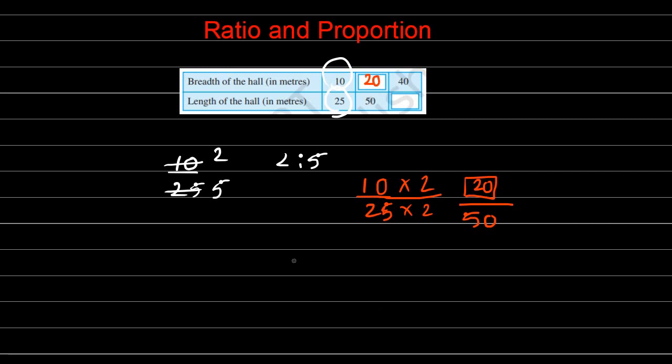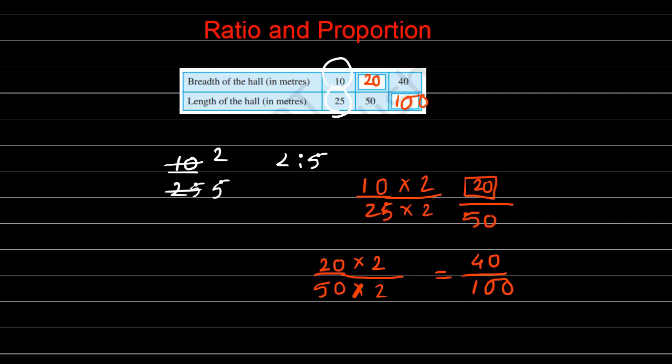Now you can see your ratio is now 20 by 50 and the next number is again missing. And missing in the sense, you have here numerator is given, that is 40. Right? Now how can you get 40 from 20? Correct? Again by multiplying it by 2. So if you are multiplying numerator by 2, you have to multiply denominator also by 2. So 50 times 2 is 100. So simple, your missing number is 100.